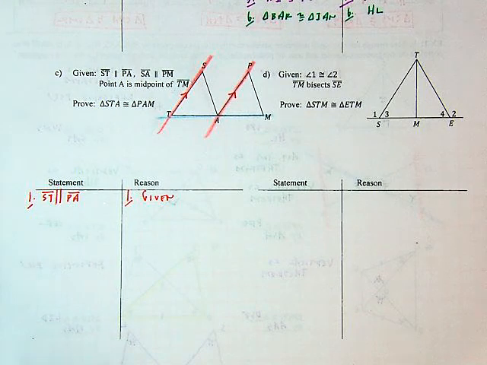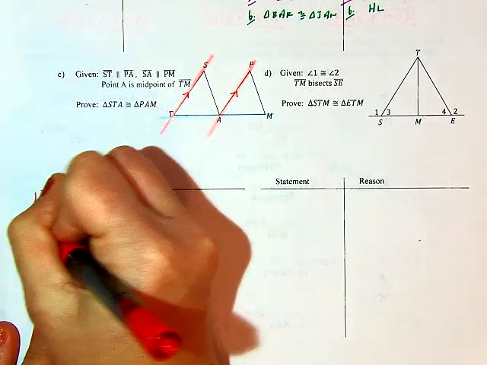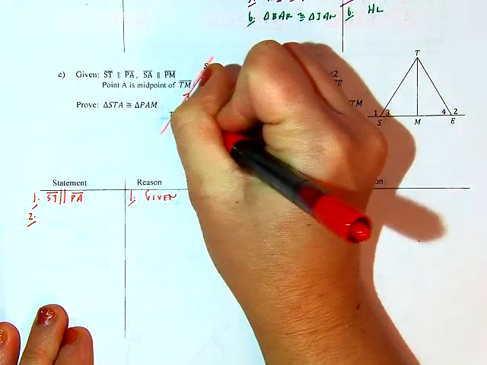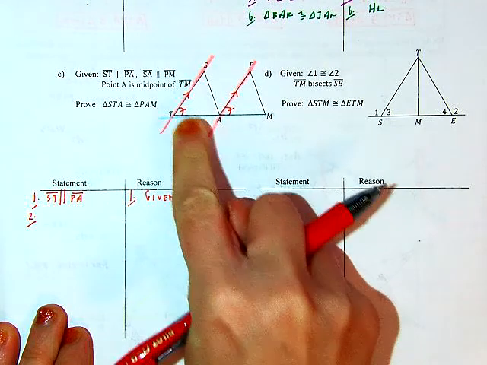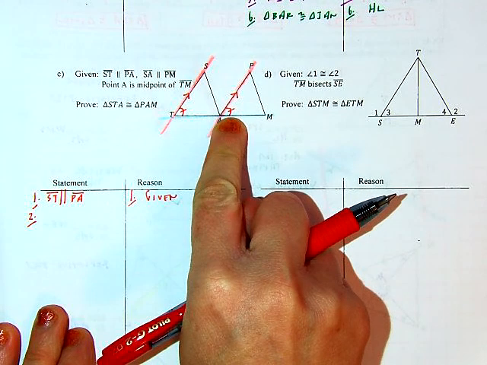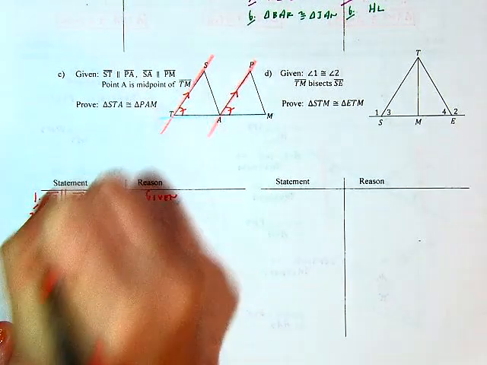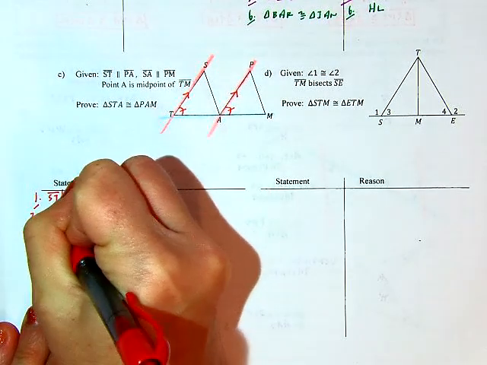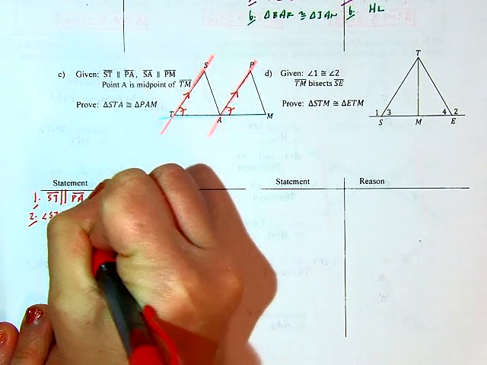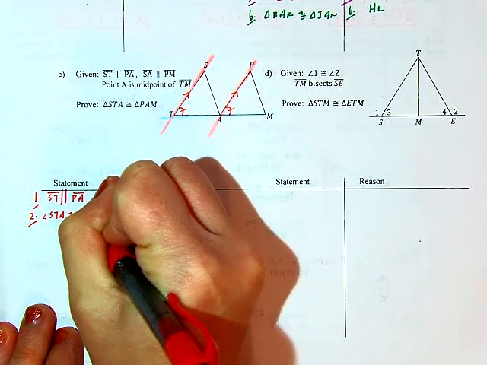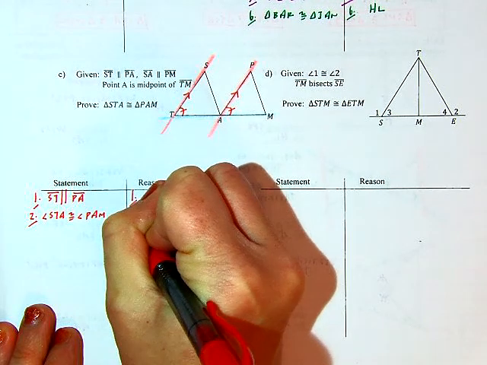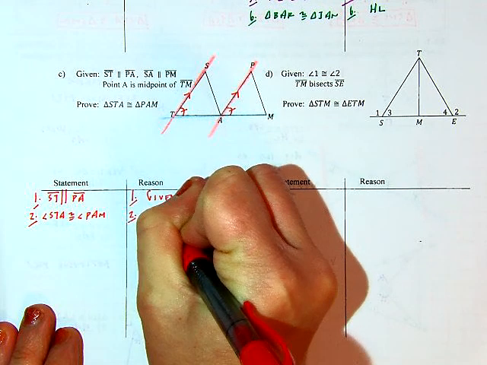So then I see, okay, I can build off that. I see some corresponding angles right here and here. You can see that that angle would slide into that position perfectly. So I could say that angle STA is congruent to PAM, corresponding angles postulate.